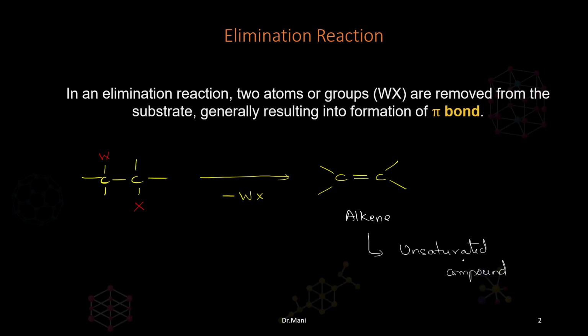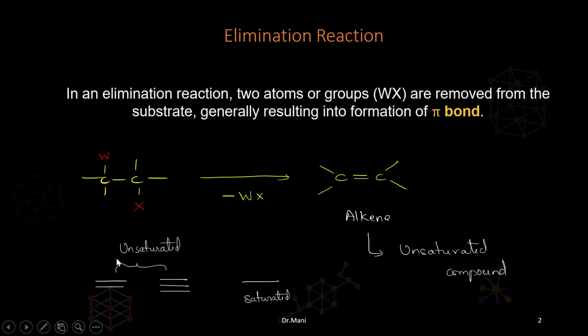What is the meaning of saturated? Saturated means having only single bonds. Unsaturated means having double bonds or triple bonds. So whenever there is a double bond or triple bond, we call it unsaturated. If it is only single bonds, we call it saturated. So understood what is the meaning of elimination reaction?